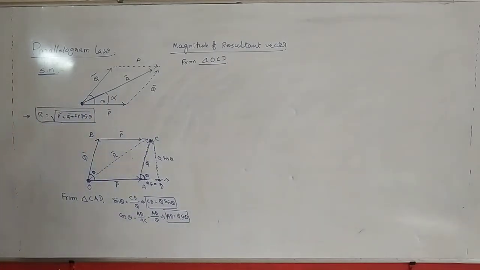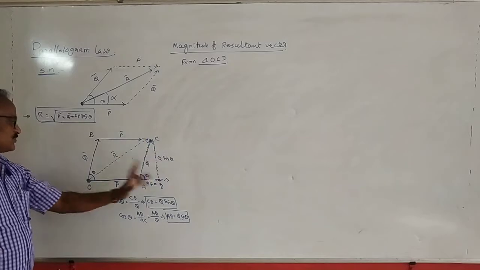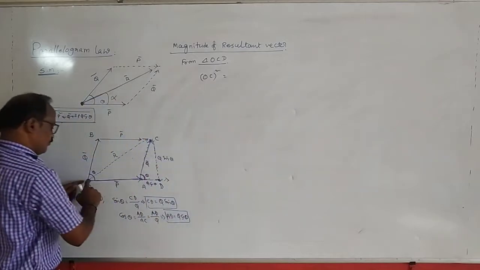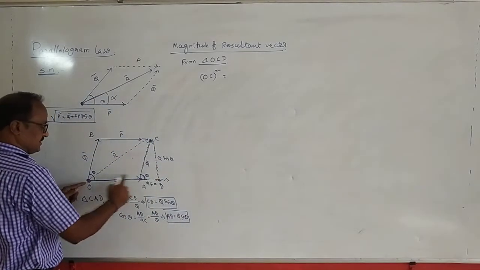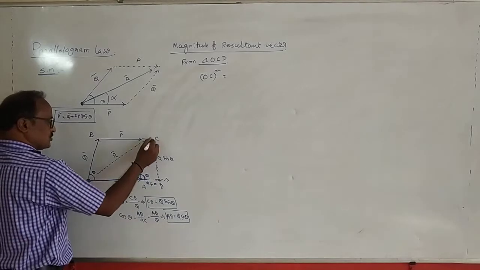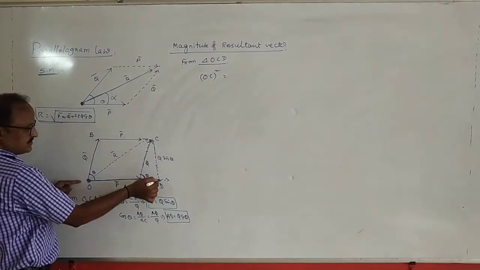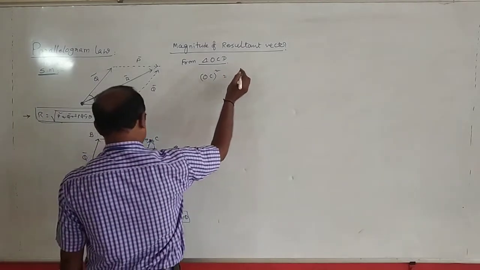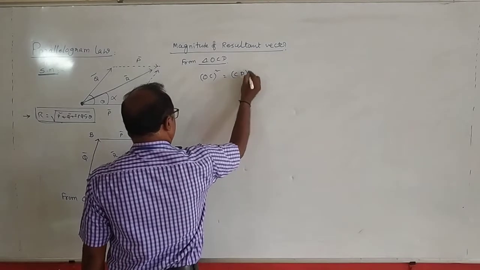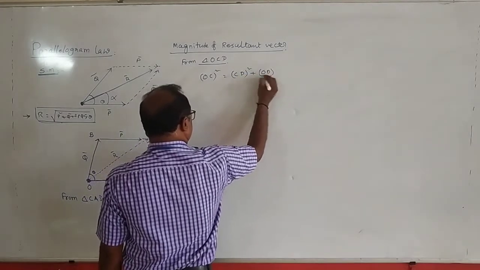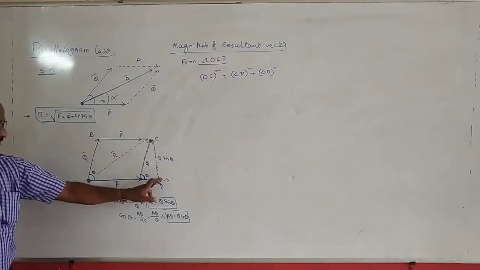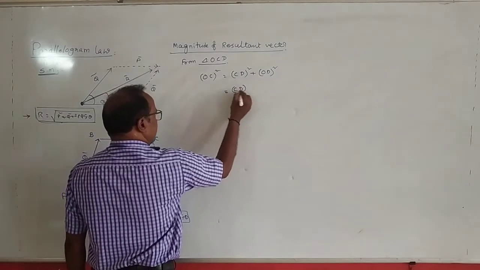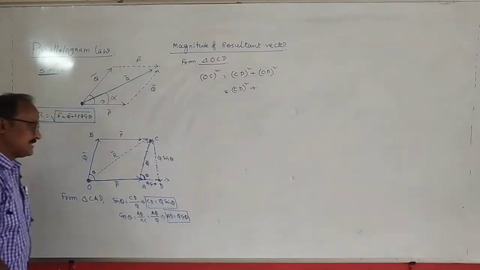OCD triangle, hypotenuse square is equal to side square plus side square. That means OC square is equal to, because it is a right angle triangle OCD, the bigger triangle, hypotenuse is OC, opposite side is CD, and adjacent side is OD. OC square is equal to CD square plus OD square.